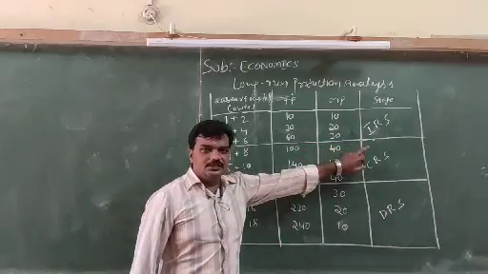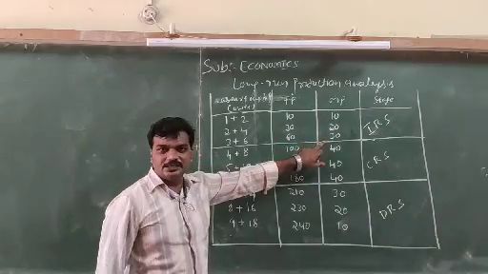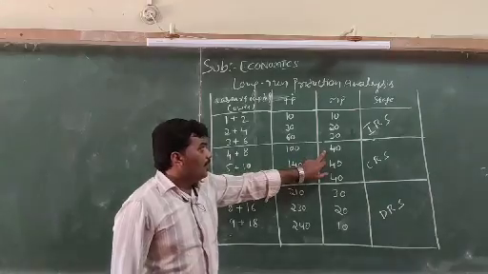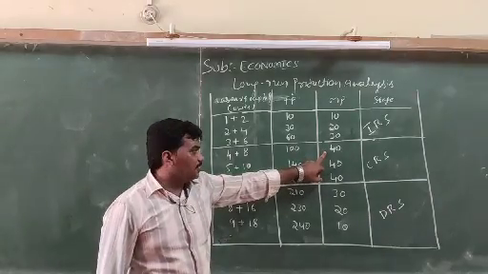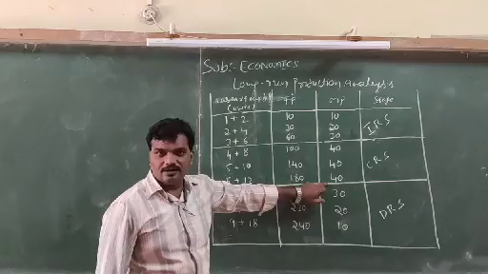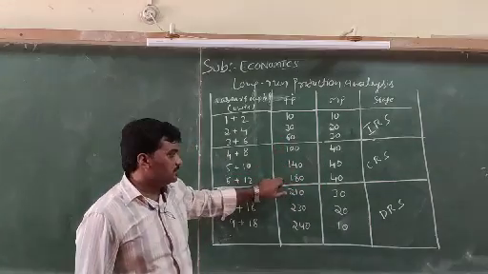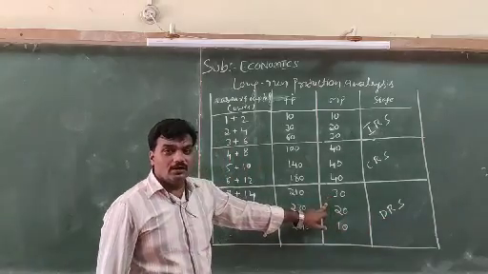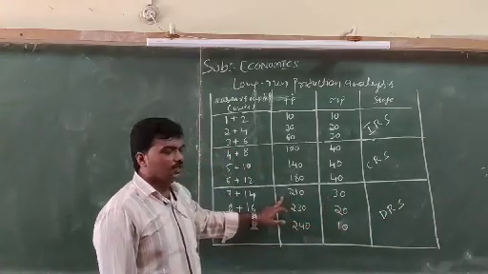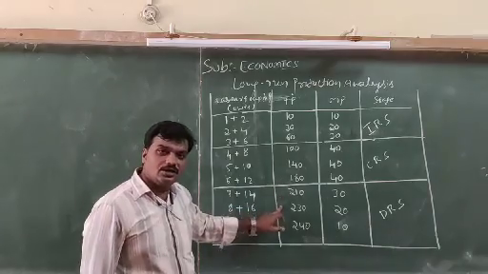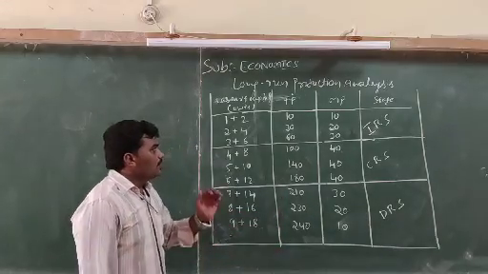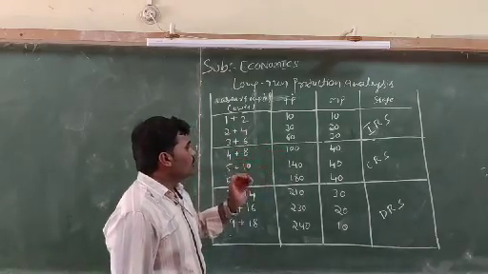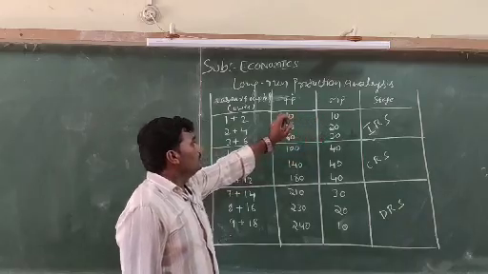Okay, just observe here. In the first stage, increasing returns, the marginal product is increasing. The total product is also increasing. And in the second stage, constant returns to scale, the marginal product is constant, but the total product continues to increase. In the third stage, diminishing returns to scale, the marginal product starts to decrease, but the total product continues to increase.